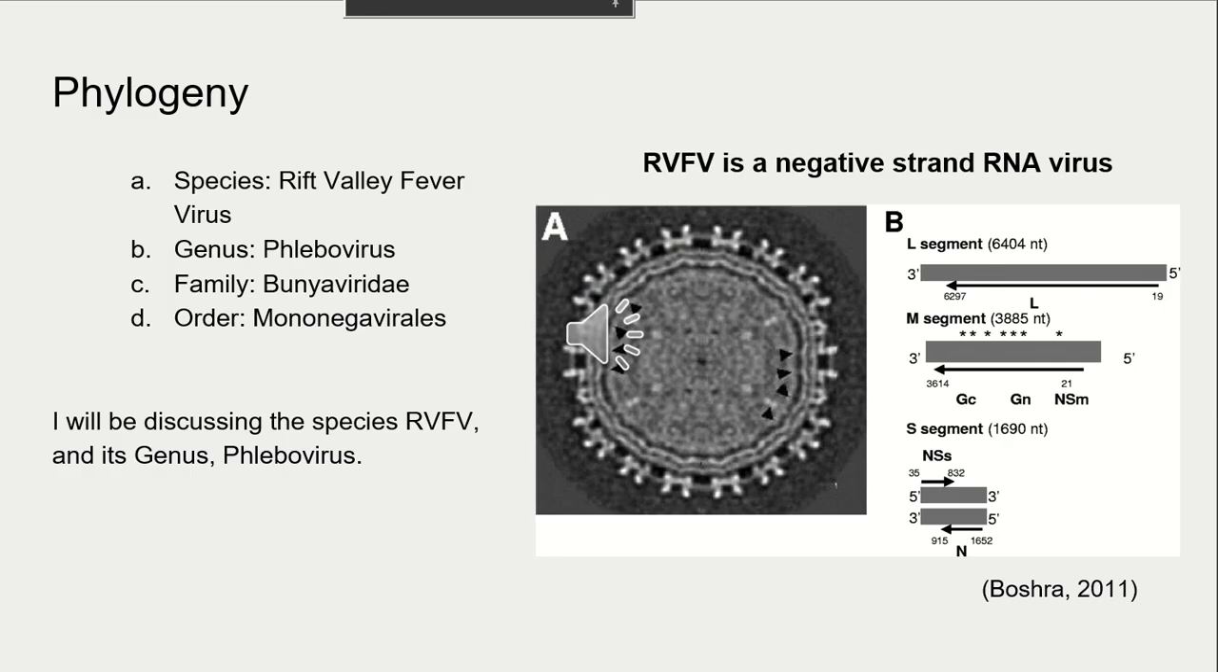So to touch on phylogeny, the species is Rift Valley fever virus. The genus is Phlebovirus. The family it belongs to is Bunyaviridae, and the order is Mononegavirales. The reason I mention this is because I'll be discussing both Rift Valley fever virus and its genus Phlebovirus. On the right, I just included an image that shows us what the virion looks like. We can also see that it is a negative strand RNA virus. We can see the segments on the right as well.